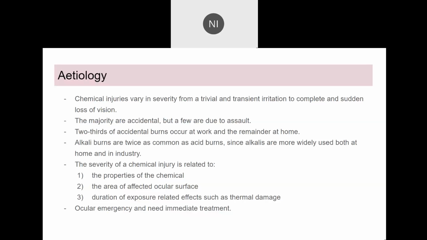So the severity of the chemical injury is related to the properties of the chemical, the area of the surface affected, and the duration of the exposure. Related factors for this chemical injury are confidentiality and immediate treatment.